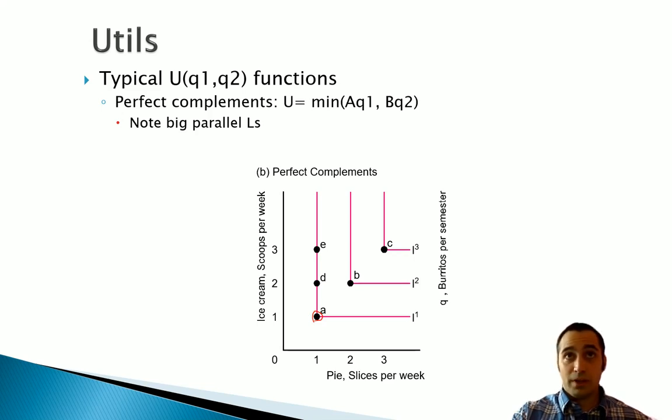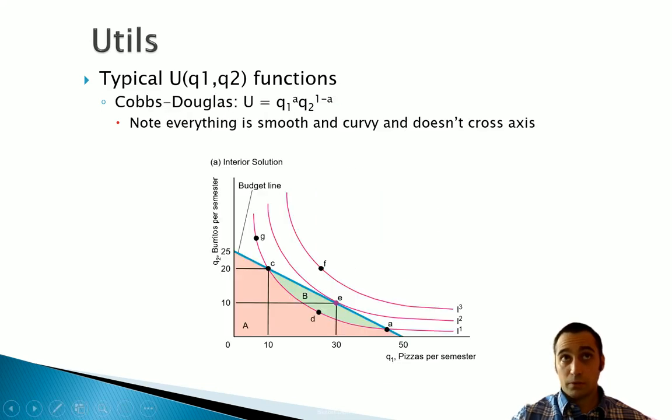So anytime you see a min function, i.e. a utility of the form min of some linear function of q1, comma, some linear function of q2, know that these are going to make big L's for you. It's just a matter of scaling them properly with the a and b coefficients.